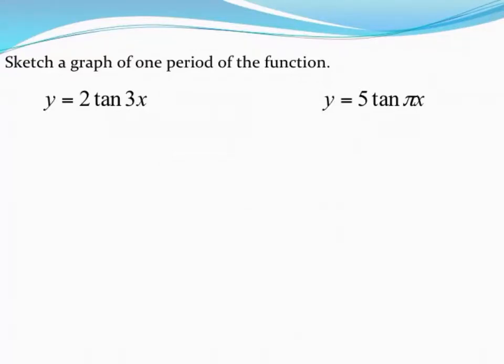To graph one period of a tangent function, I'm going to begin by finding the period of the tangent function. To find the period, I'm going to take the normal period of a tangent function, which is pi, not 2 pi like it was for a sine or cosine graph, and divide it by the b value. Remember, the b value is the coefficient of x. So in this case, I find my period is going to be just pi over 3.